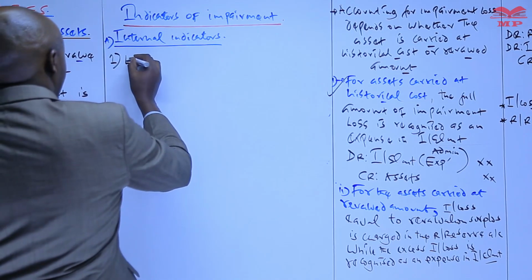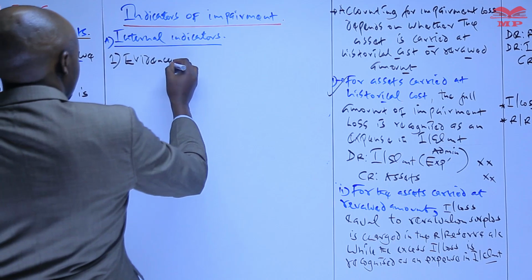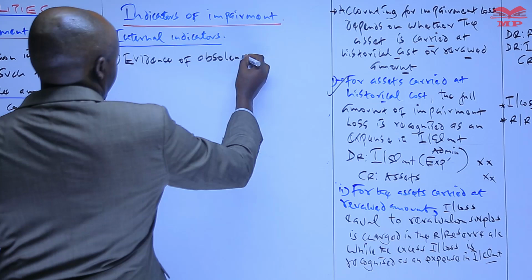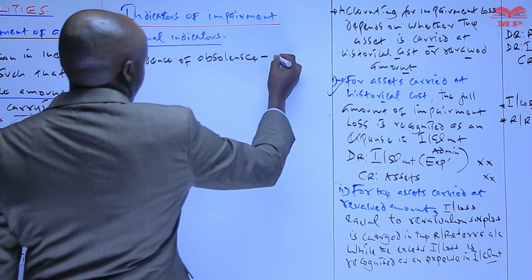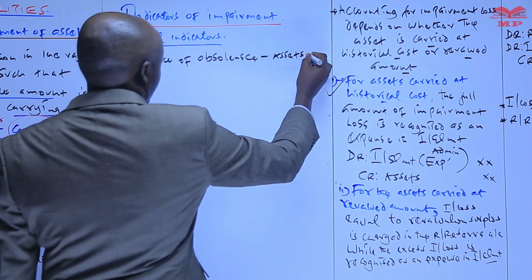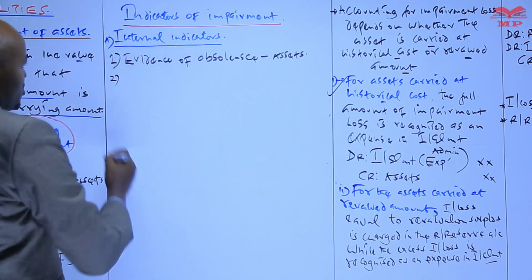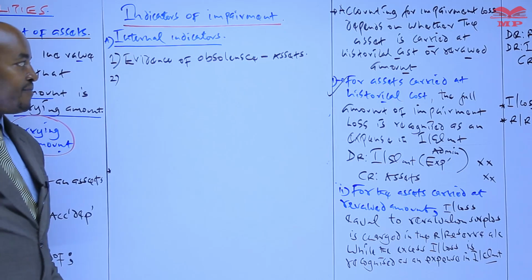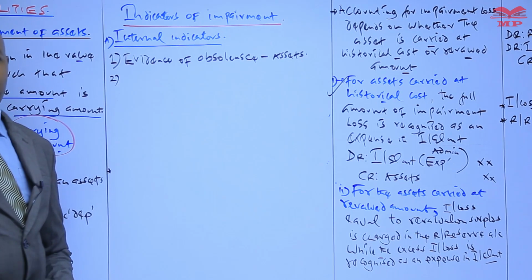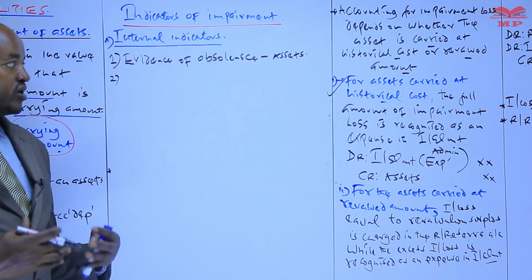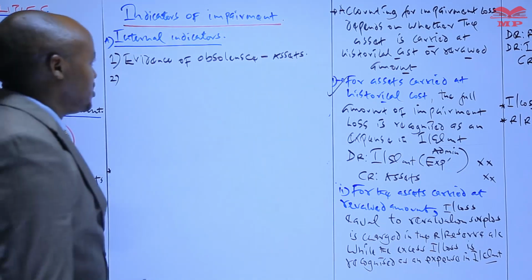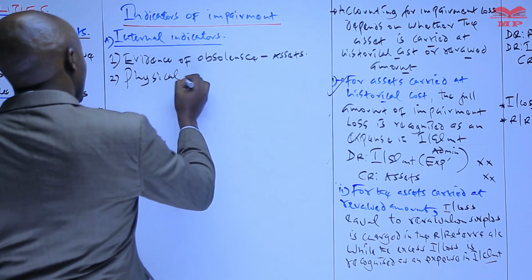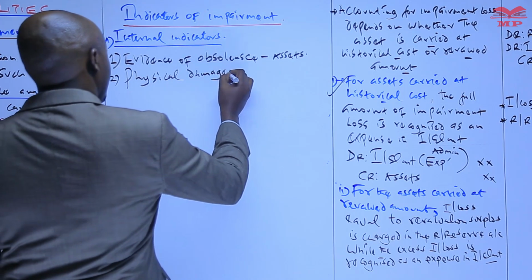One is evidence of obsolescence of the asset. When we talk about the asset becoming obsolete, basically this means that the asset is no longer needed in an entity. Maybe, for example, the production capacity of an asset is too low, and therefore such an asset cannot be used in an organization. Number two is what we refer to as the physical damage of an asset.